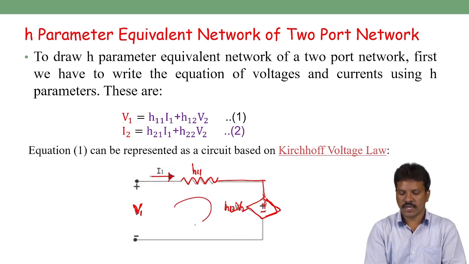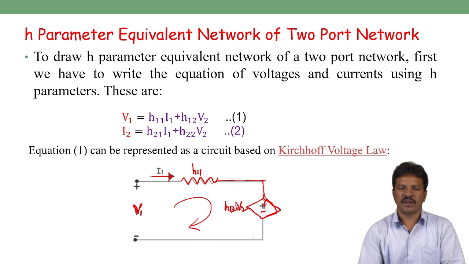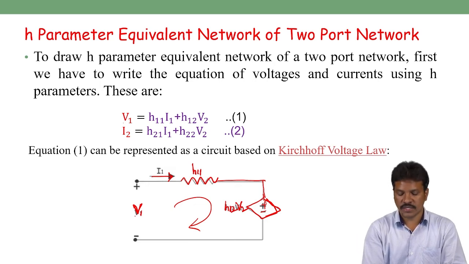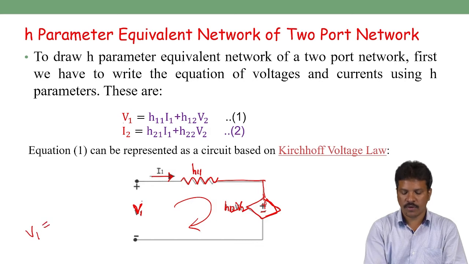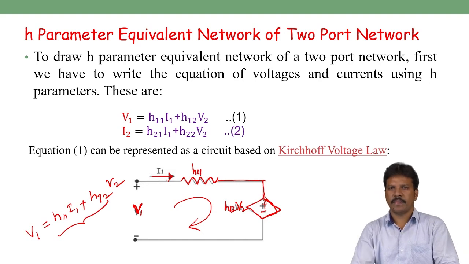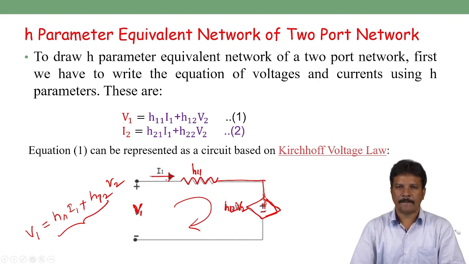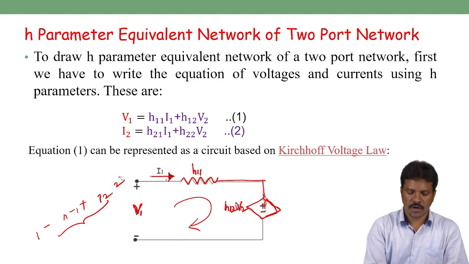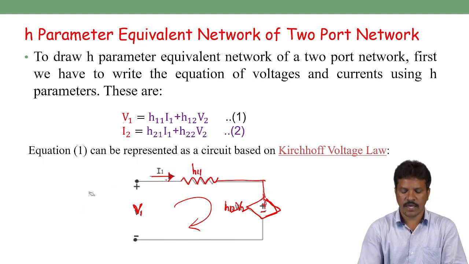If you apply Kirchhoff voltage law, the algebraic sum of all voltages is equal to 0, or the source voltage is equal to the sum of individual voltages. So V1 is the source voltage, equal to current into impedance, the voltage drop H11 I1, plus H12 V2. So we get Kirchhoff voltage law, and the equivalent representation of equation 1 is a simple series network, just like a simple Thevenin's equivalent diagram.